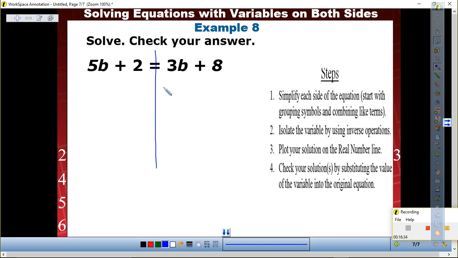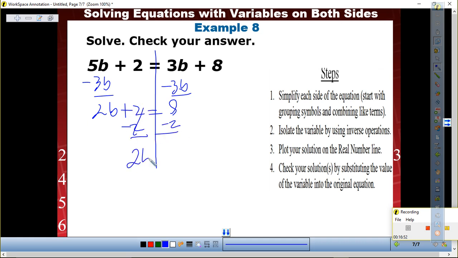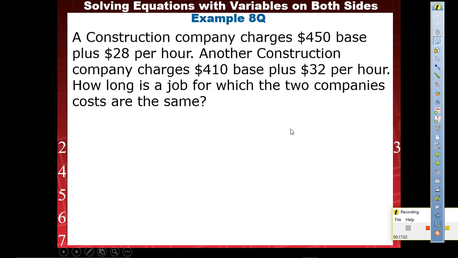So here we do what? Minus 3b, minus 3b. We're left with 2b plus 2 equals 8. Minus 2, minus 2. 2b equals 6, divide by 2, divide by 2. B equals 3. Hands if you got that. Okay? And so on and so forth. And guess what? It just continues building on.